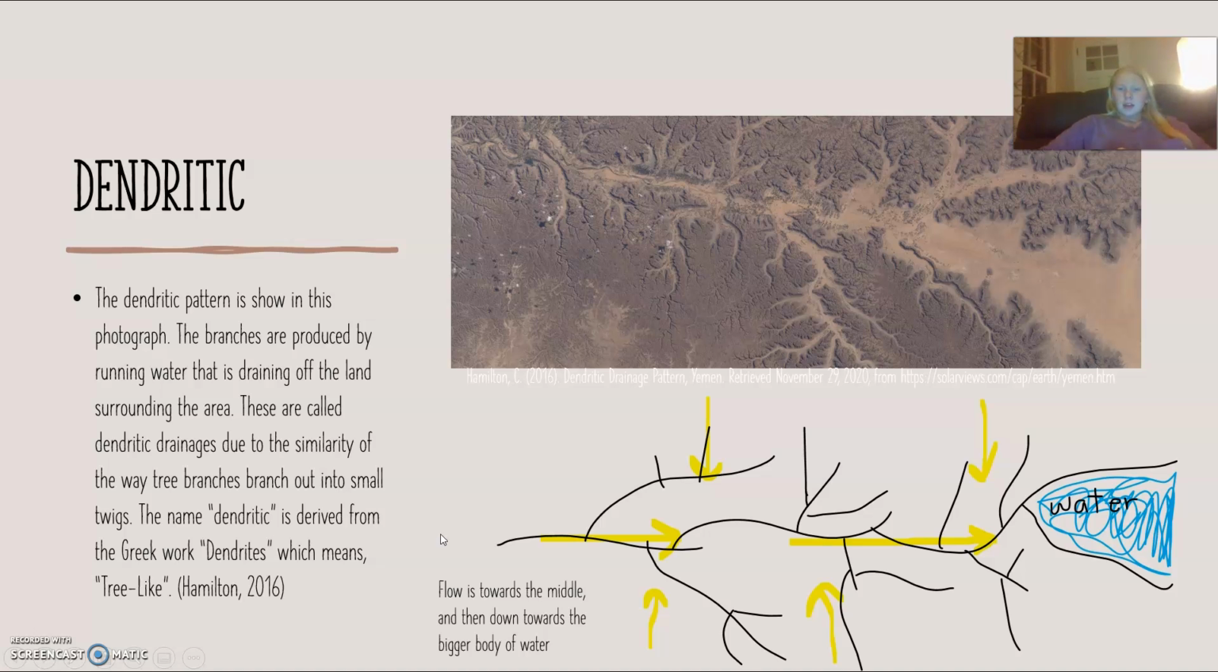So the water flows down these branches and flows to the middle, and then all the water flows down to this middle branch and then eventually down into the bigger body of water, which we see here.